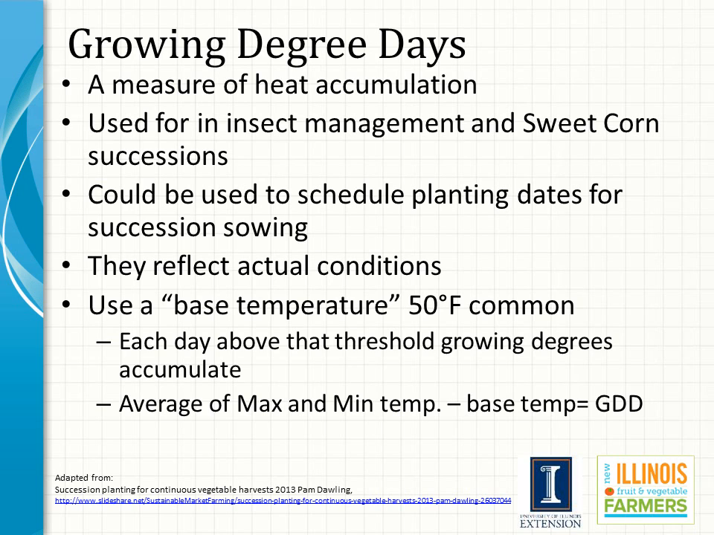Growing degree days reflect actual conditions going on in a given growing season. They are a cumulative parameter. You utilize a base temperature, 50 degrees is common, but varies from crop to crop. Each day above the base temperature threshold, growing degrees accumulate. The equation is the average of the max and min temperature for the day minus the base temperature equals the growing degree days for that 24-hour period. If you want more information about growing degree days, there are plenty of resources online.